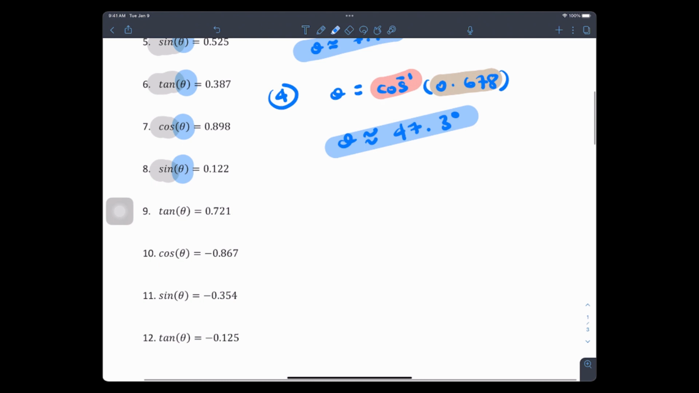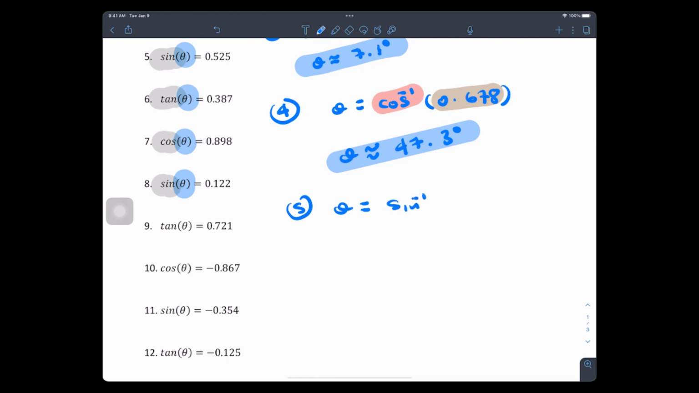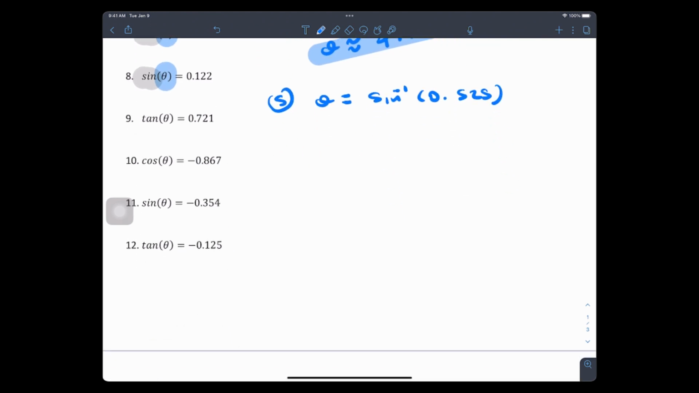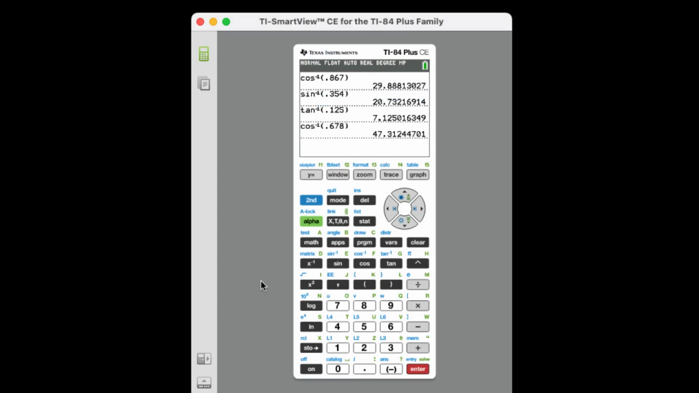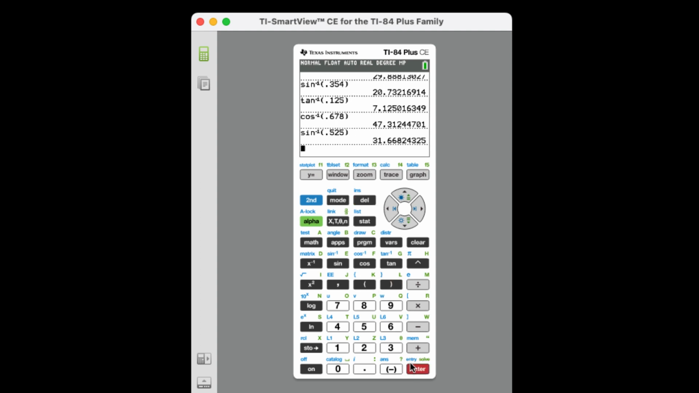All right. What's the next one? Number five. What's theta going to be for number five? It's going to be inverse sine, 0.525. Okay, so let's use the TI again. All right, so inverse sine. So second, inverse sine, 0.525, close, oops. I guess we have to delete that. Go back, delete. There we go. Close the parentheses. And what'd you guys get? To the nearest tenths, what's your angle? 31 point what? 7 degrees.